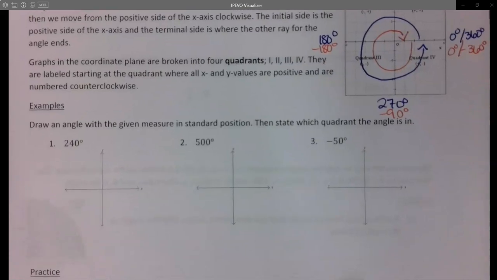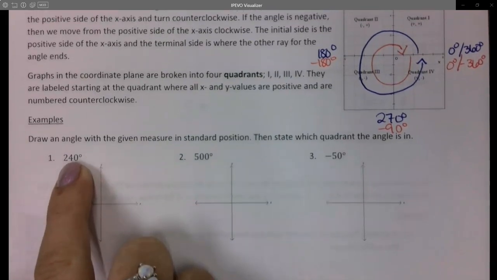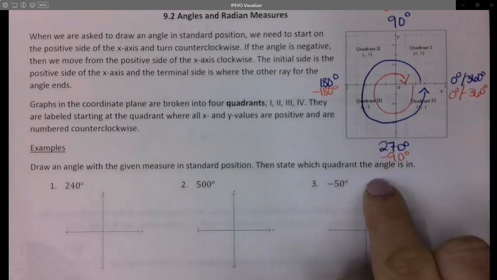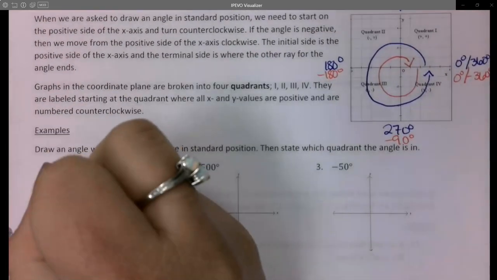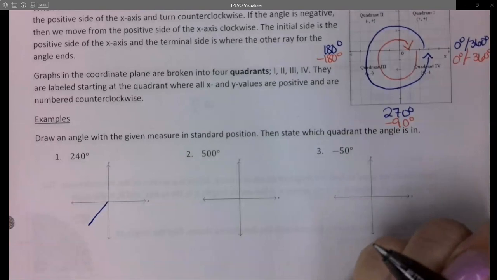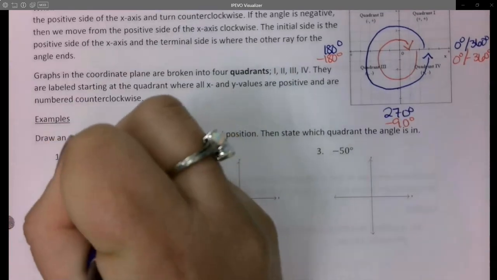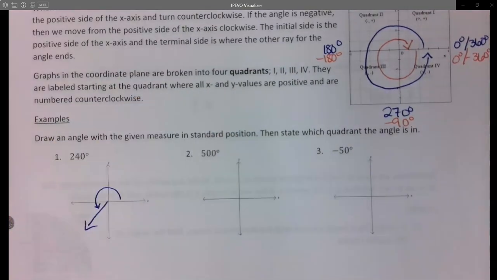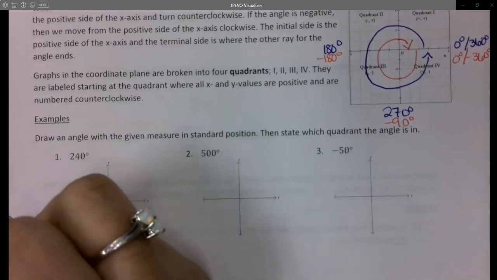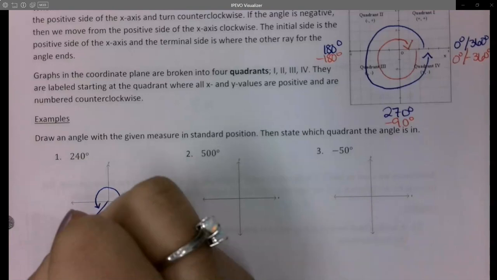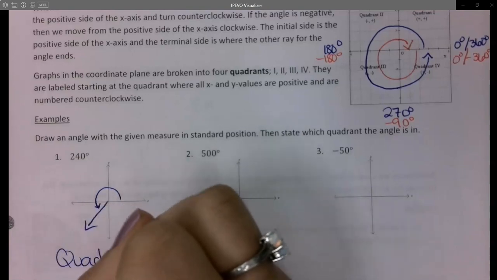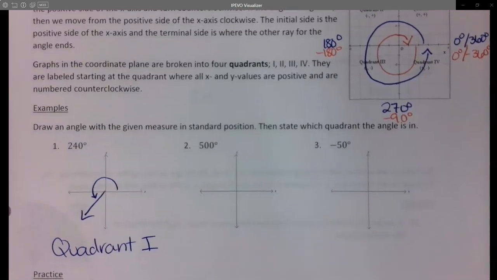So number 1 wants me to draw an angle with the given measure in standard position and then state what quadrant the angle is in. So I have 240 degrees, which is between 180 and 270. So I'm going to draw that in quadrant 3. And then I also draw a line to show where it started and where it ended. So this one is quadrant 1. And typically the quadrants are written in Roman numerals.